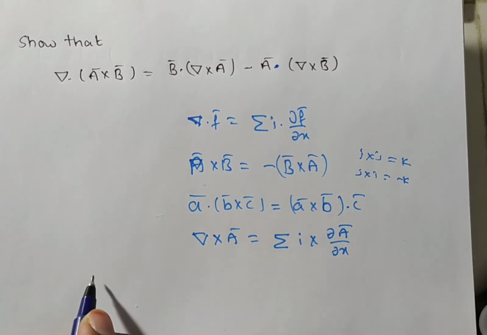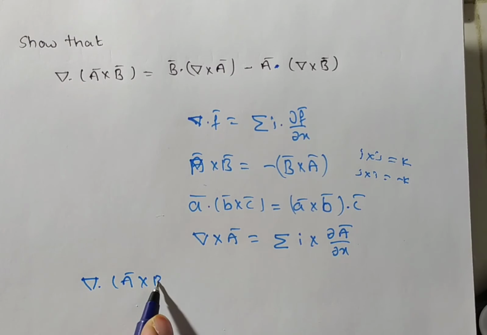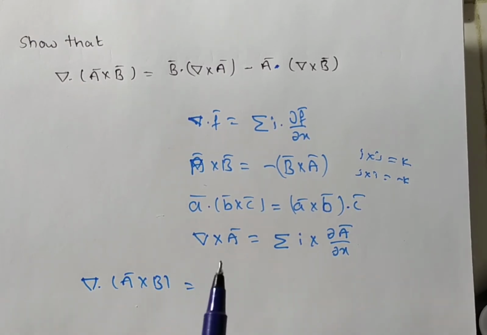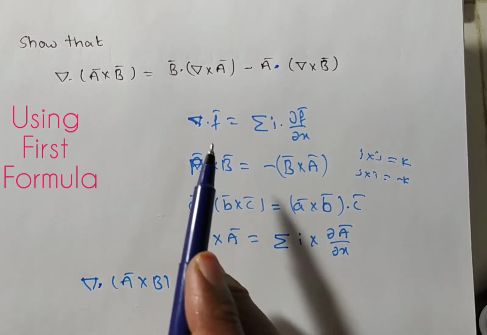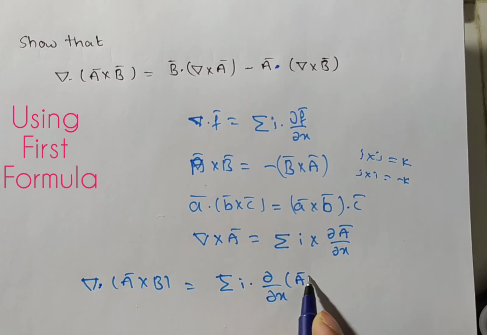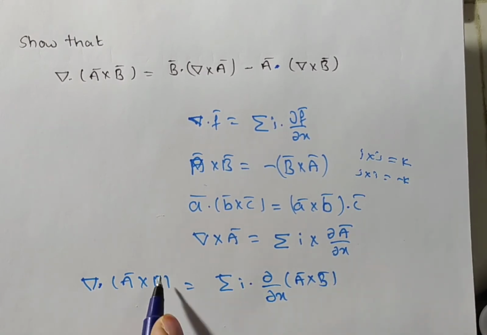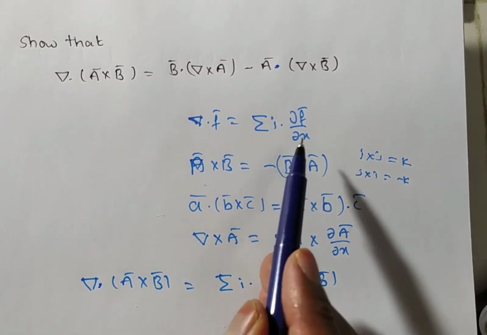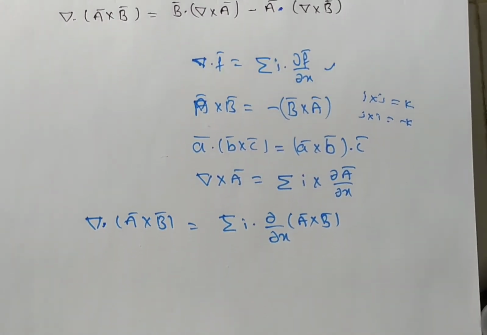Take the LHS part. What do we have in the LHS? Del dot (a bar cross b bar). This is equal to, now use the first formula, del dot f bar, that is summation i dot dou by dou x of (a bar cross b bar). First formula we have used. Clear? Next, you split this one.